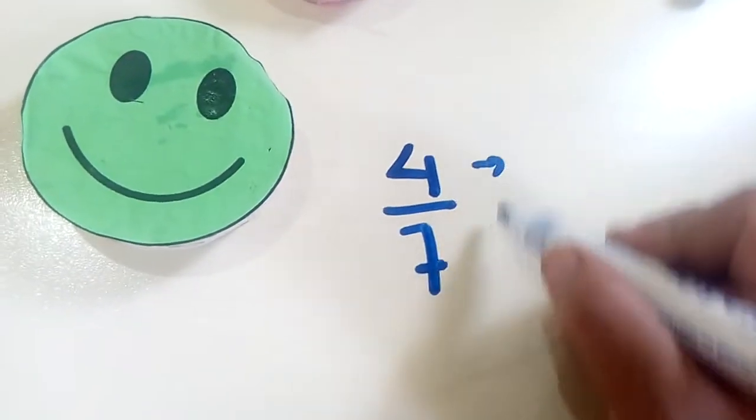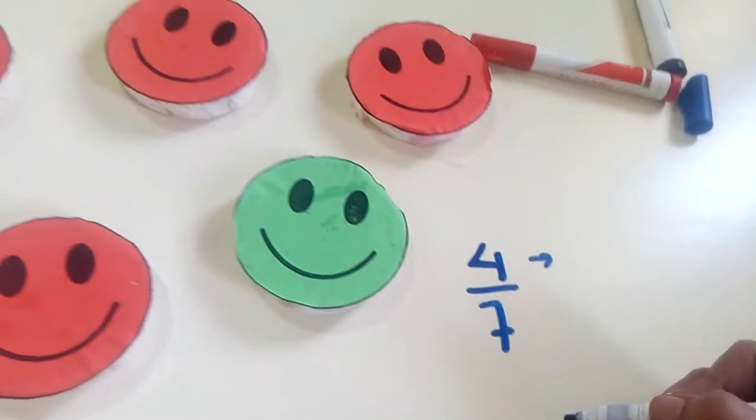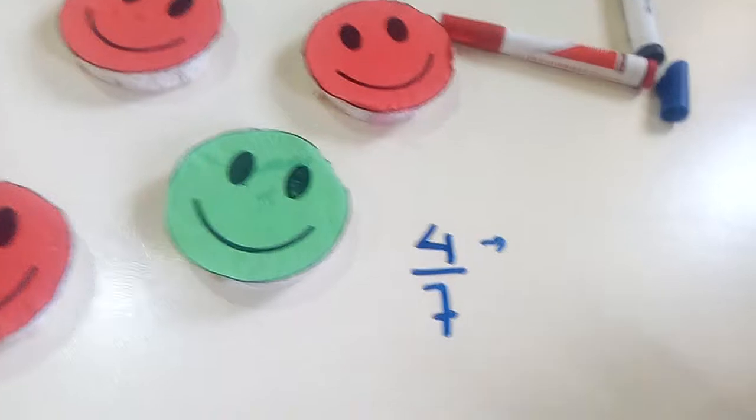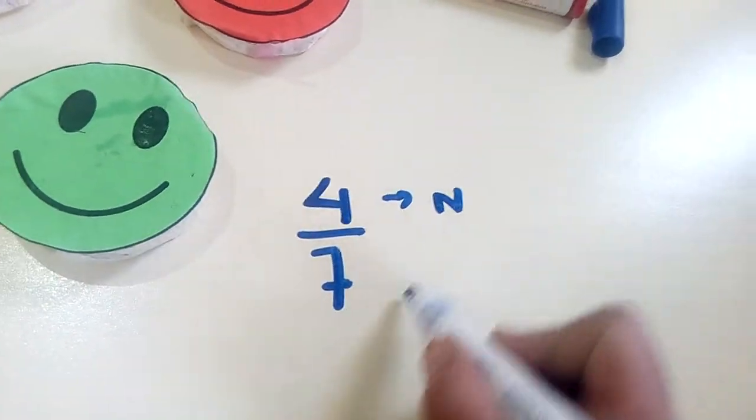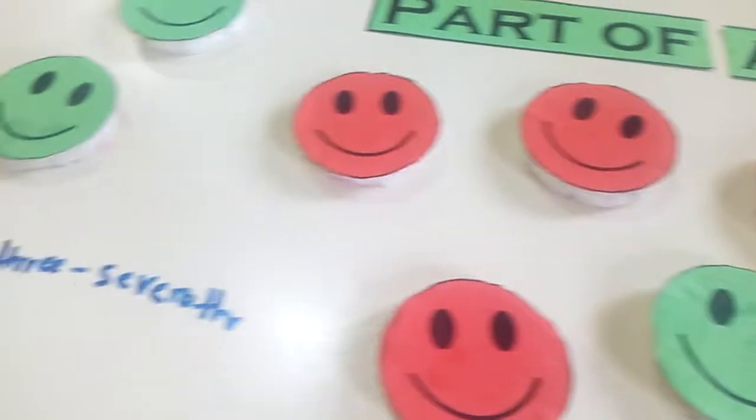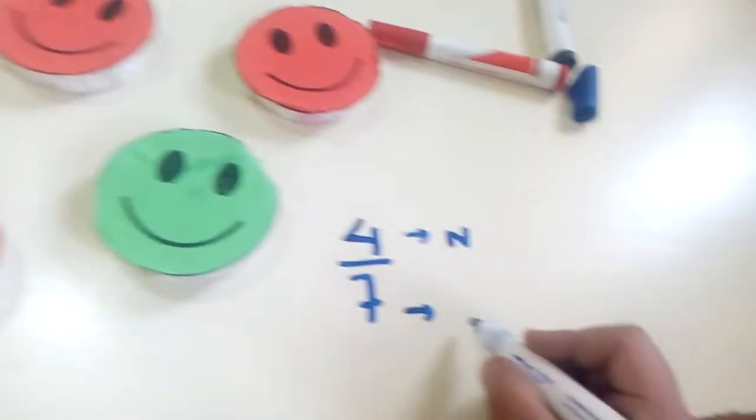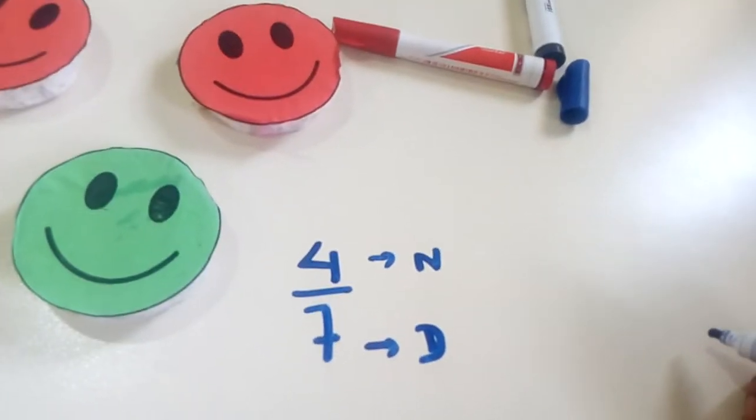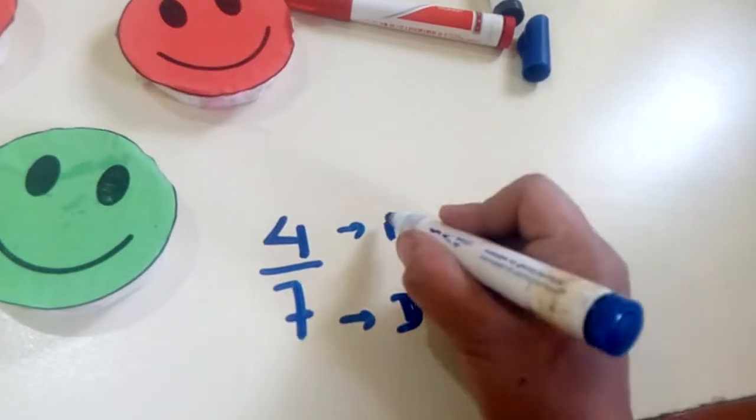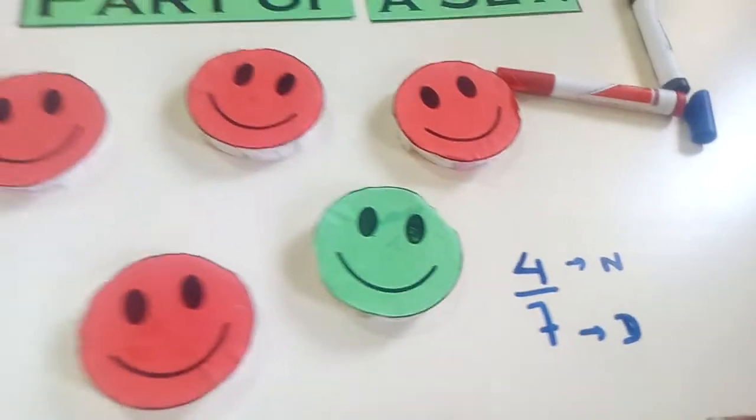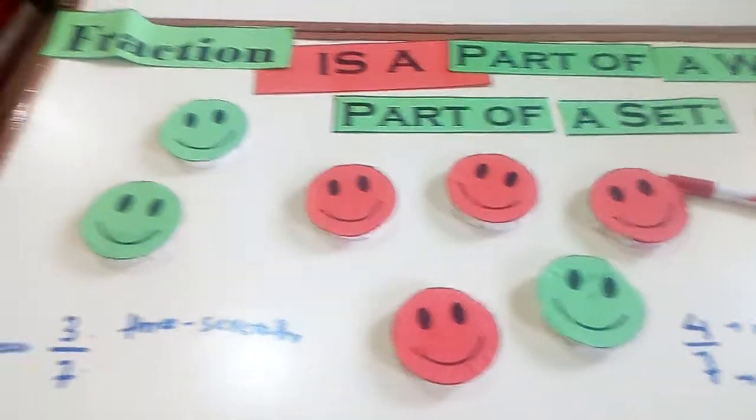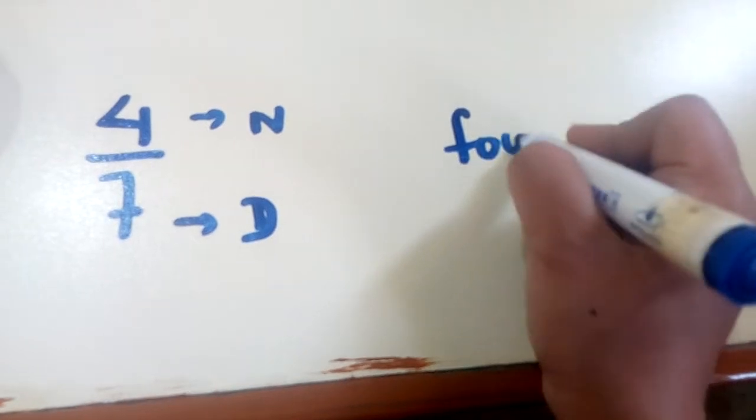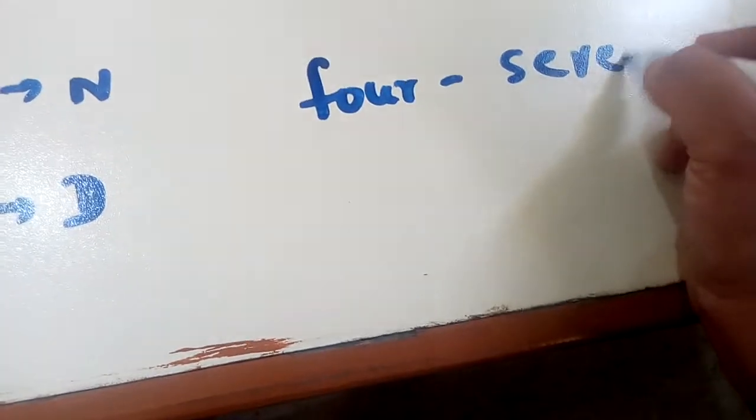This 4 is your numerator, which is representing the faces which are under consideration or on which we are working, that means the red ones. So this is your numerator. And 7 is the total number of faces which are present in this set. So the denominator is 7, which is representing the total faces. Because I am writing the fraction for the red ones, this is representing that out of 7, 4 are red, and out of 7, 3 are green. 4 upon 7 can also be written as 4/7.